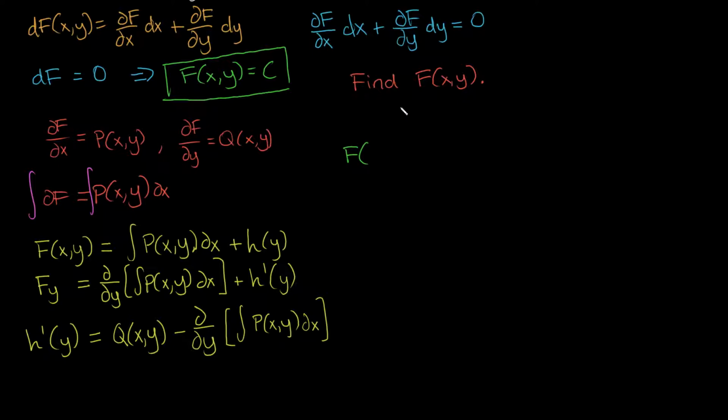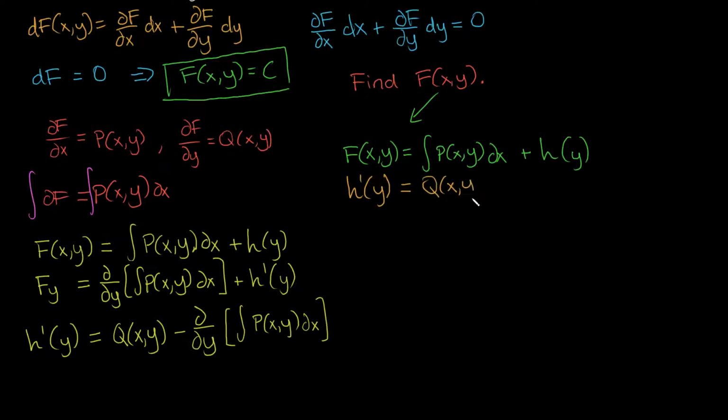So, to clarify and to just recap what we've done, we now know that we have our function that we were searching for. Find f of xy. All right, we did that. F of xy equals the integral of p of xy with respect to x plus some function of integration, because any function of y could disappear, h of y. And what we know about this function is that h prime of y, the derivative of this function of integration, and we can work backwards to get the function, is equal to q of xy minus the partial derivative with respect to y of the integral of p of xy dx.